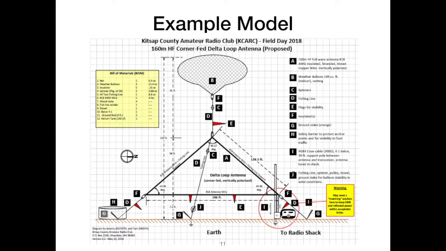We fed it with a 4-to-1 balun, on the antenna post here. These were support posts, and we had another support post over here to hold the bottom wire in place. And we had a 4-to-1 balun here with I think about 150 feet of transmission line going into the van.